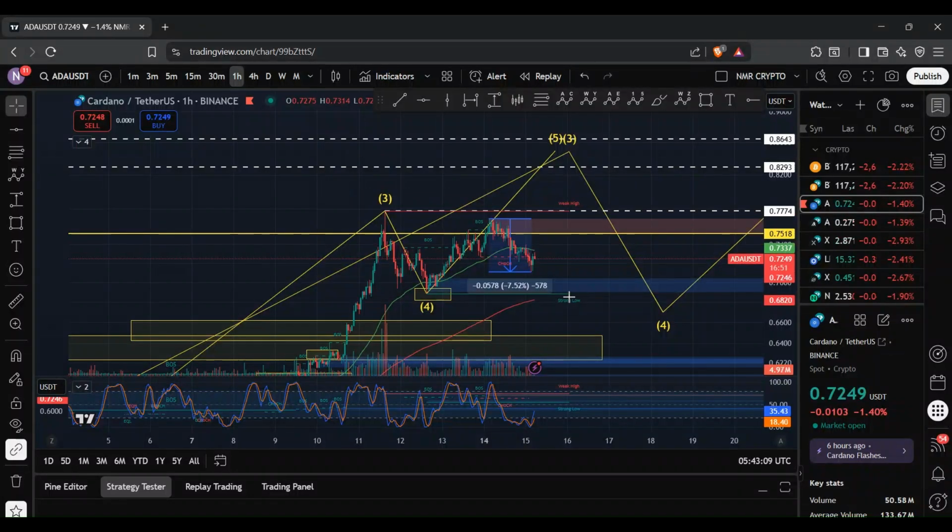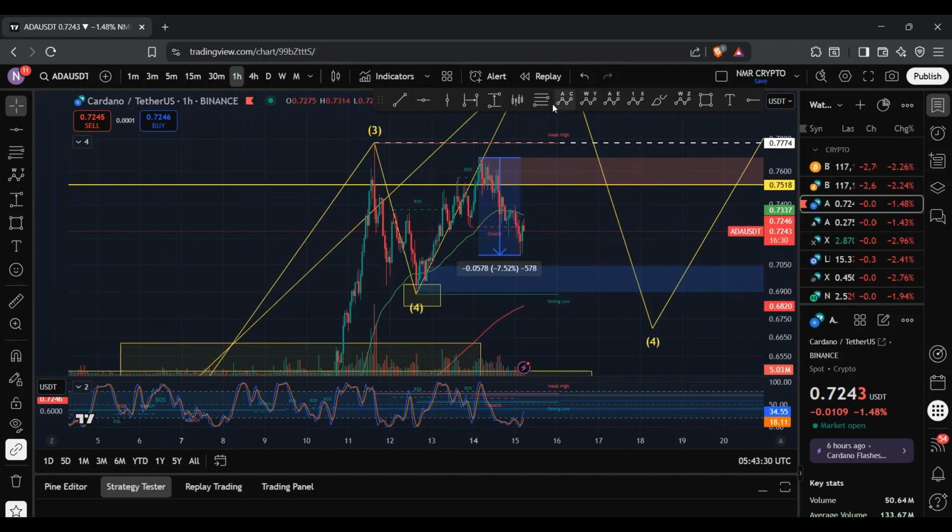So ADA has dropped by over 7.5%, and this is something I talked about in my previous video, where I mentioned that I was looking out for a corrective move to the downside, given that I was tracking this 5-wave move to complete the wave 1. It looks like we are now within this wave 2, and this wave 2 tends to retrace anywhere between 50% to 88.2% of the wave 1.